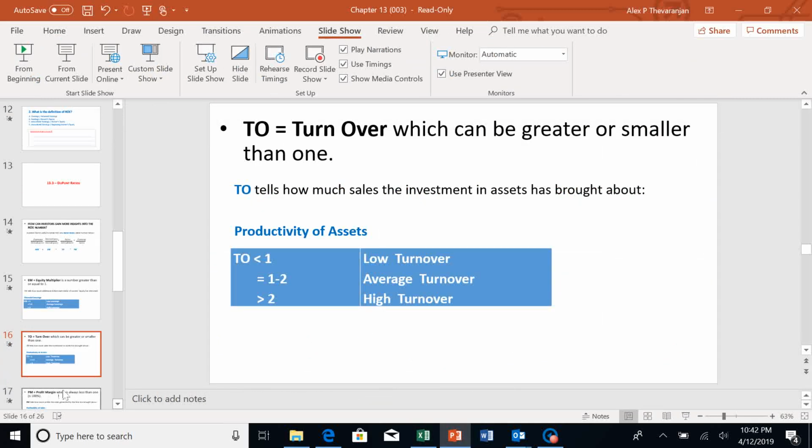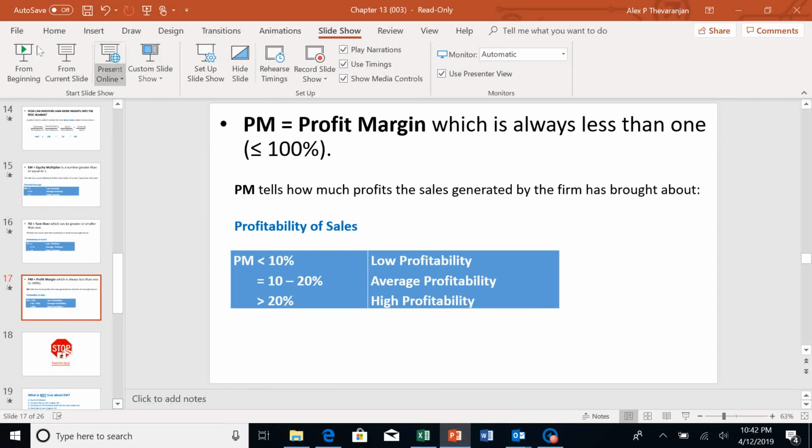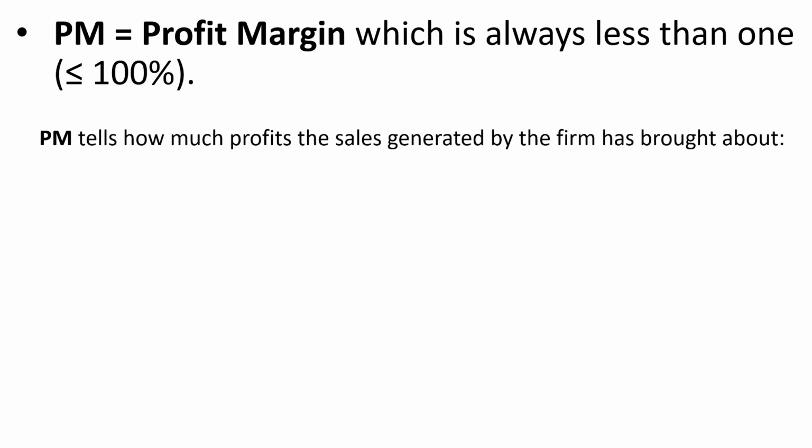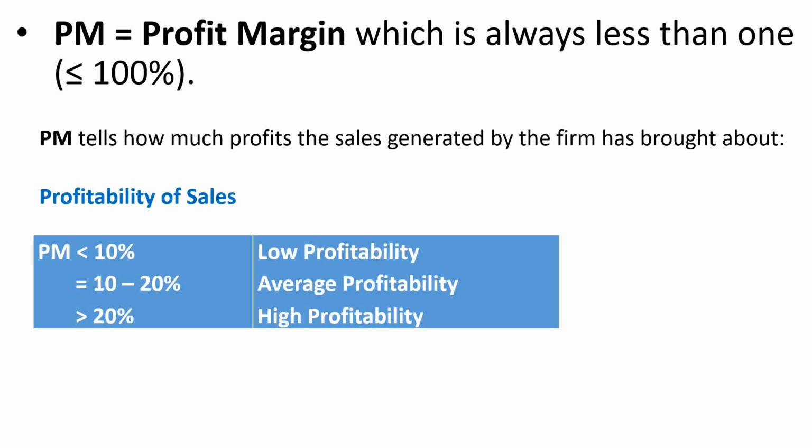Okay, and then we come to the profit margin, which is always less than 1 or less than 100%. It's stated in terms of percentage. So profit margin tells how much profits the sales generated by the firm has brought about. So it's really talking about profitability of sales. So if the profitability of sales is less than 10%, that's kind of low profit margin, low profitability.